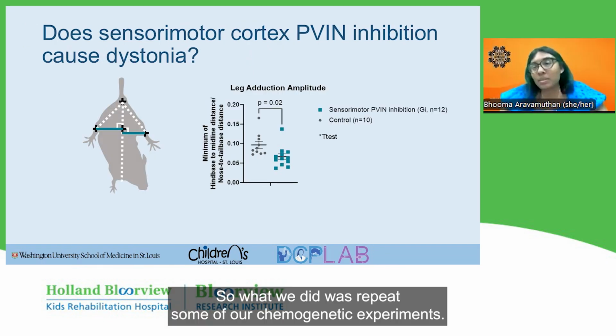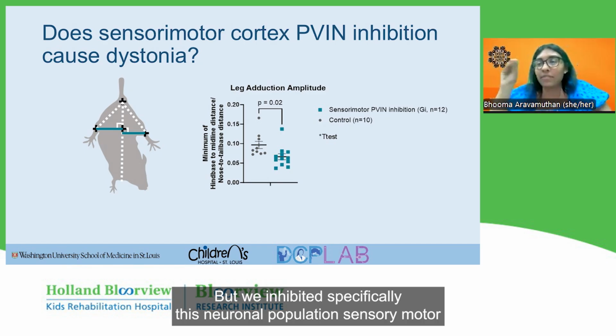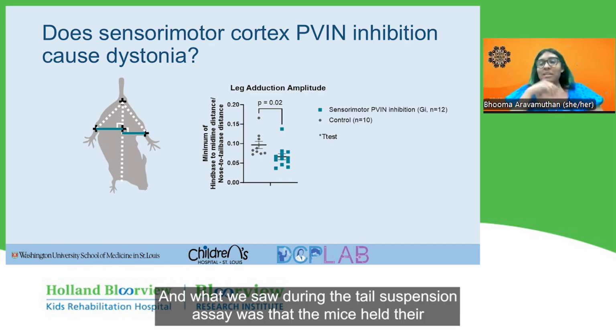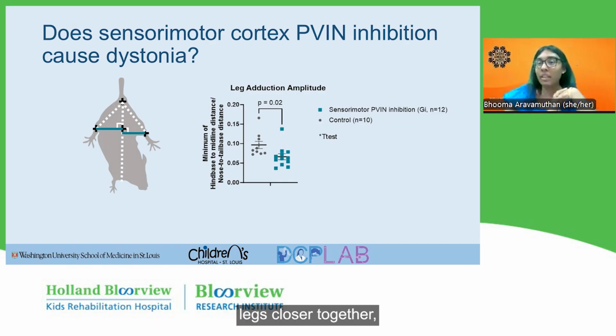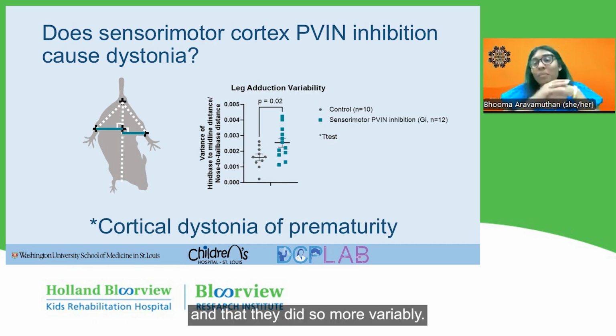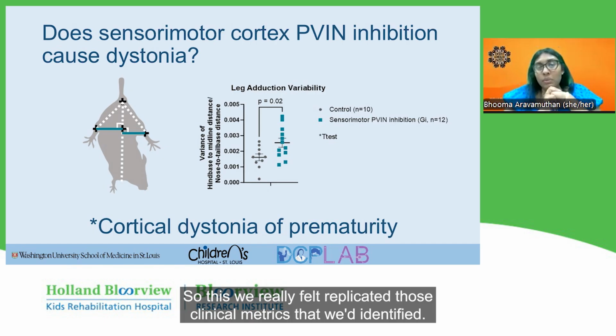So what we did was repeat some of our chemogenetic experiments, but we inhibited specifically this neuronal population, sensory motor parvalbumin positive interneurons. And what we saw during the tail suspension assay was that the mice held their legs closer together and that they did so more variably. So this, we really felt, replicated those clinical metrics that we'd identified.